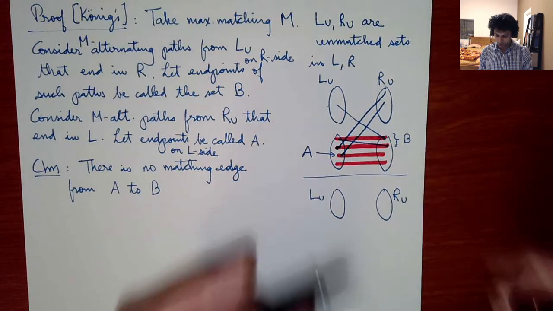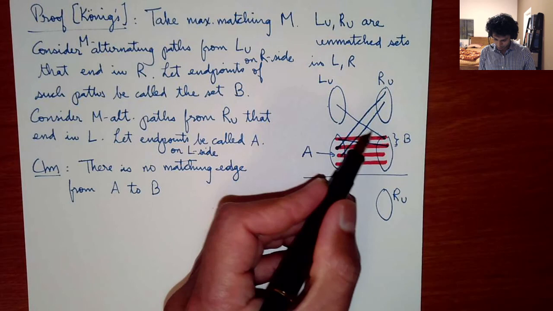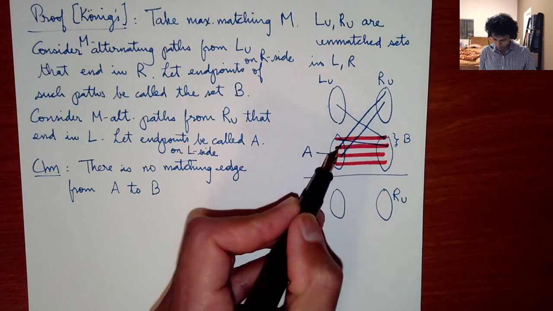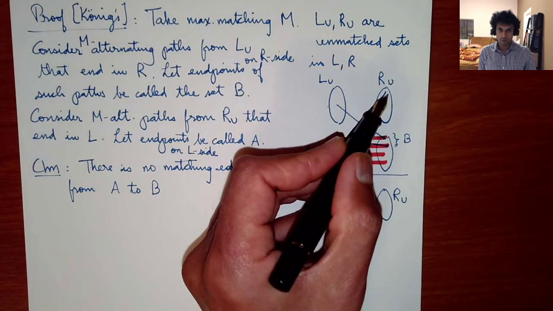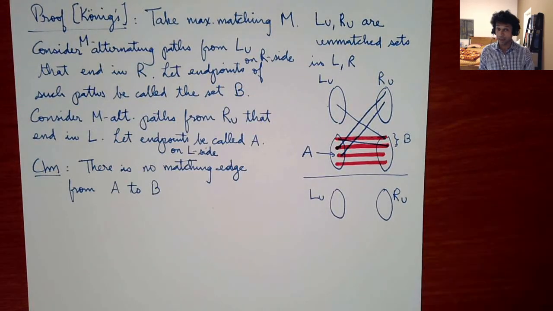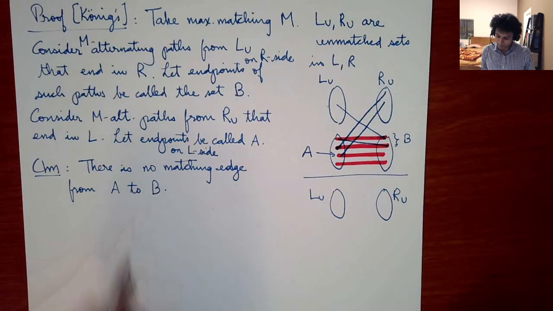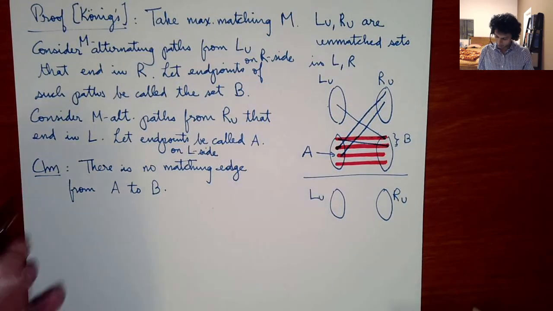So you have discovered an augmenting path. The augmenting path starts from there, goes there, goes there, goes there, goes back, goes to RU. And we argue that if it's a maximum matching, it cannot contain an augmenting path. And that's exactly the proof. There can be no matching edge from A to B, because if there existed such an edge, then we can construct an augmenting path. So that's the proof.